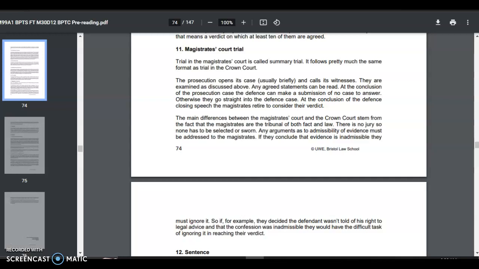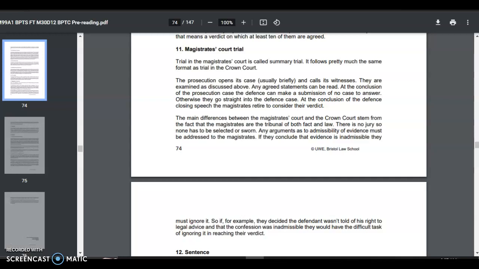Any argument as to admissibility of evidence must be addressed to the magistrate. So the question of admissibility of the evidence should come to the magistrate, and the party that does not agree to the evidence because of the question of admissibility must ask the magistrate to strike down that kind of evidence. If they conclude that evidence is inadmissible, they must ignore it.